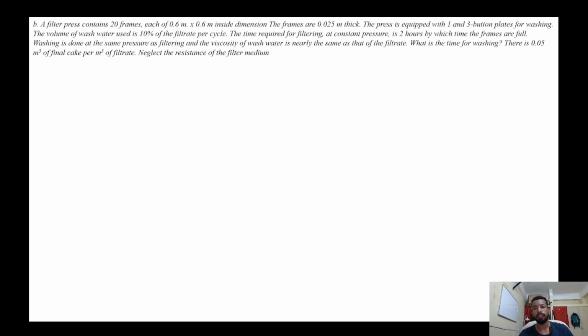There is 0.05 meter cube of final cake per meter cube of filtrate. Neglect the resistance of the filter medium. So we have to calculate the time for washing.